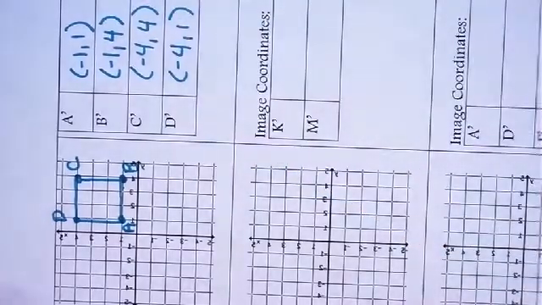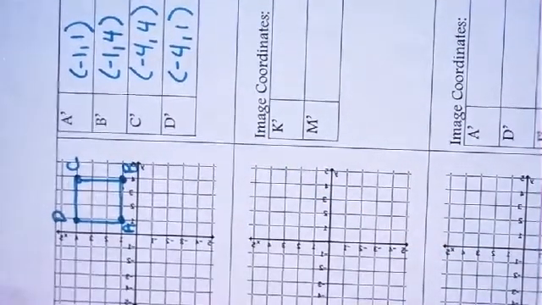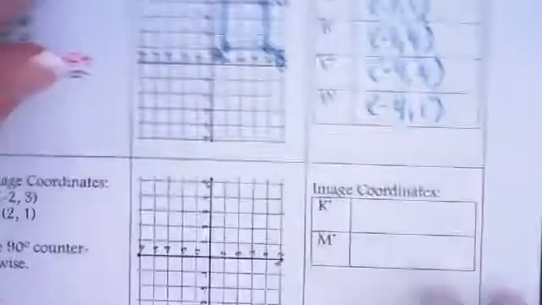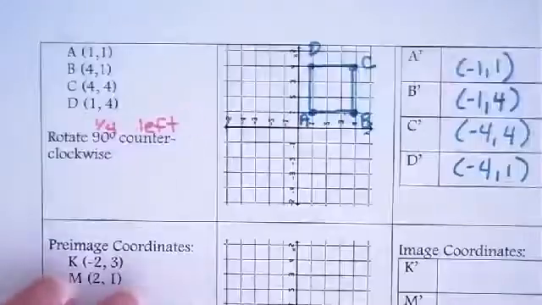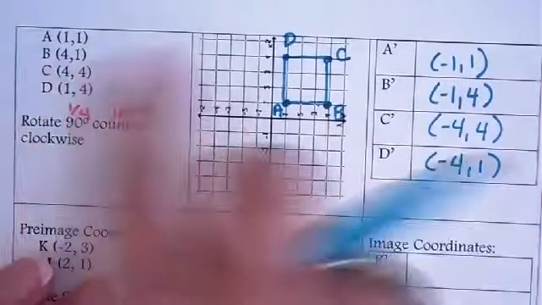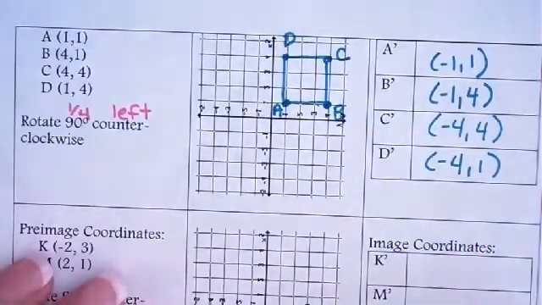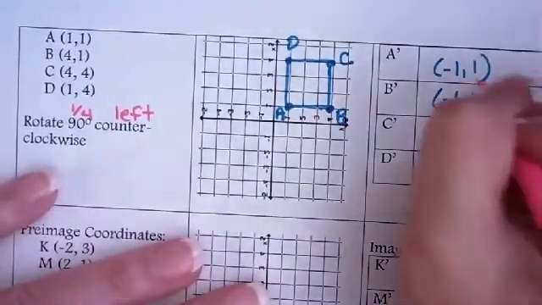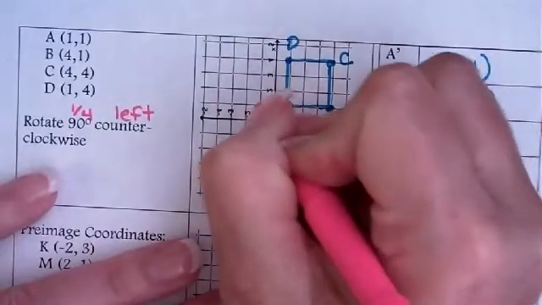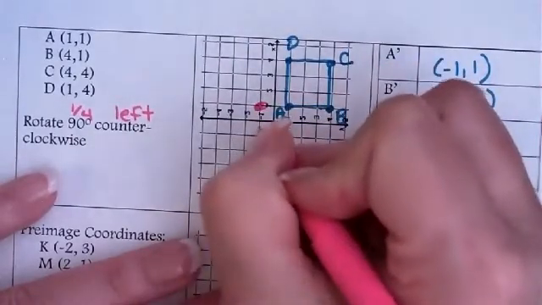Now again, once I write those down, I can turn my paper back to the beginning. Okay, now I want to graph these 4 points over here. So I'm going to graph -1, 1, which is right here, and I'm going to label that A prime.